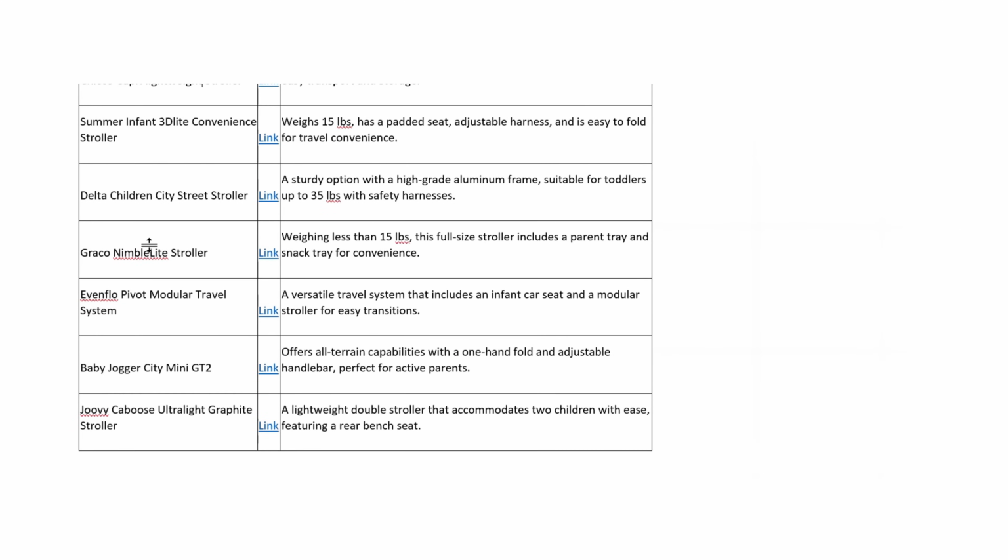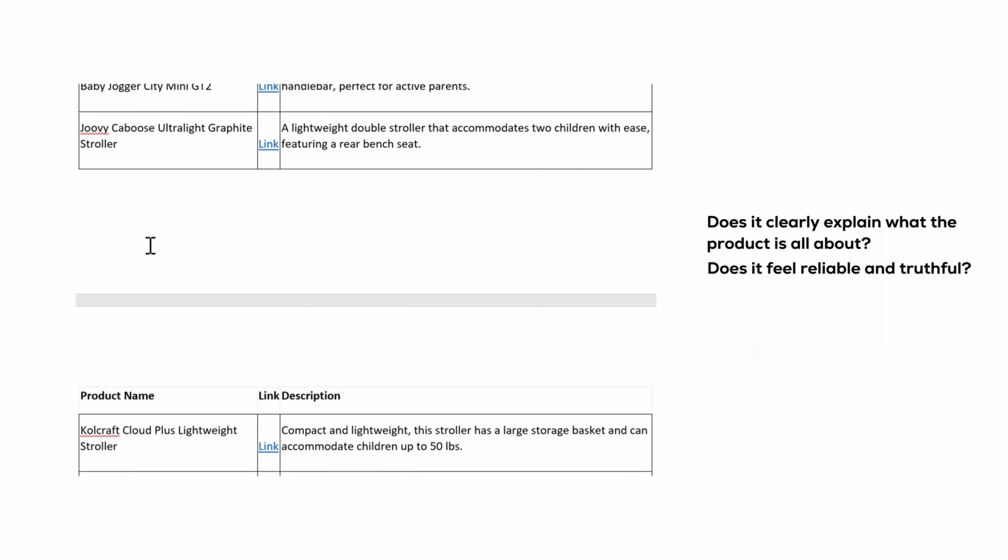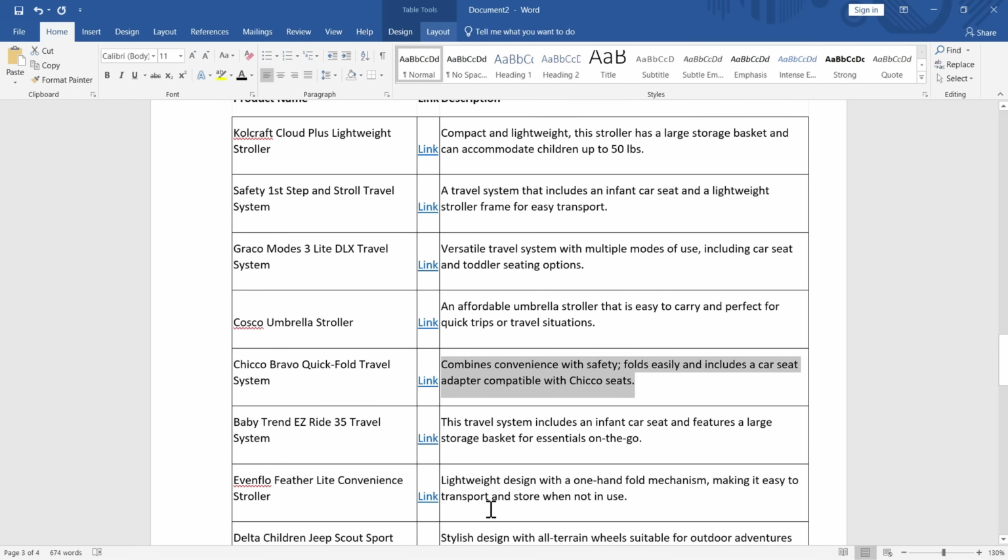Now look at the product description too. Does it clearly explain what the product is all about? Does it feel reliable and truthful? If any information is incorrect, whether it's about the product itself or how it's described, don't move on until you've fixed it. Your readers trust you for honest advice and helpful recommendations, so it's worth the extra effort to make sure everything's right.